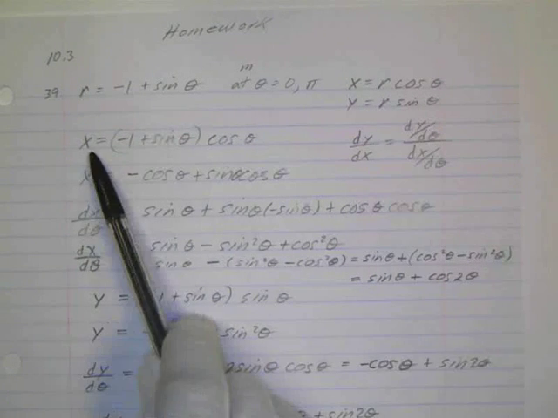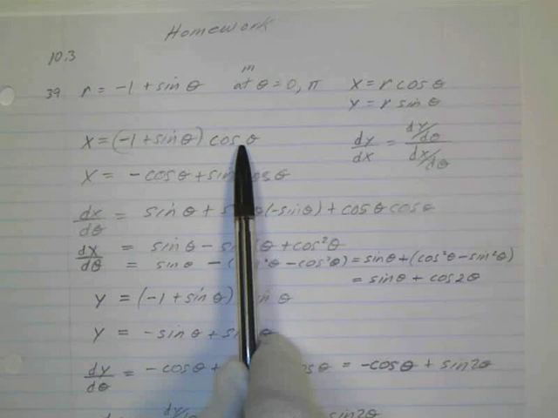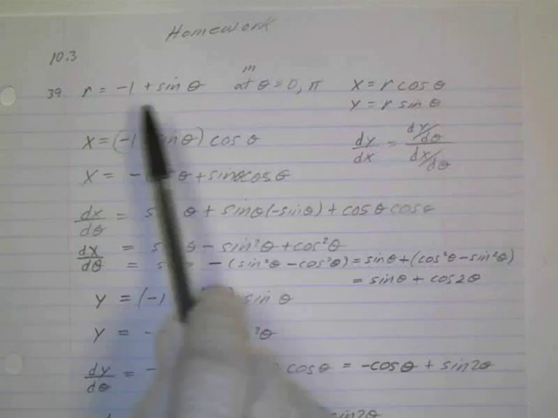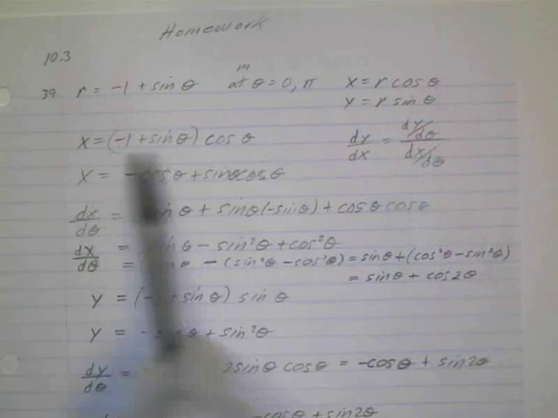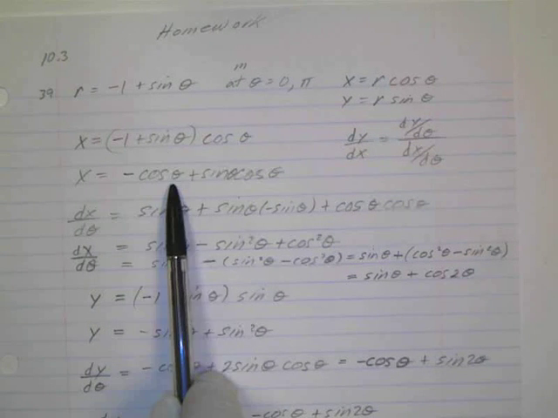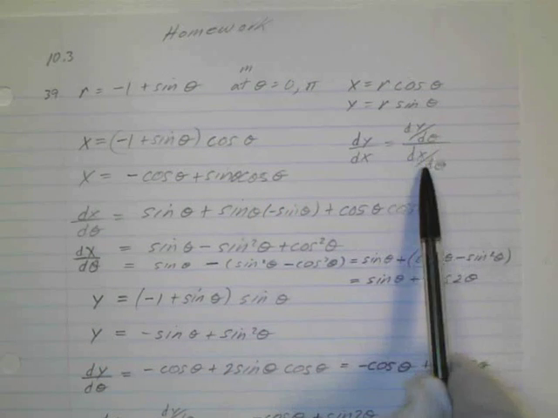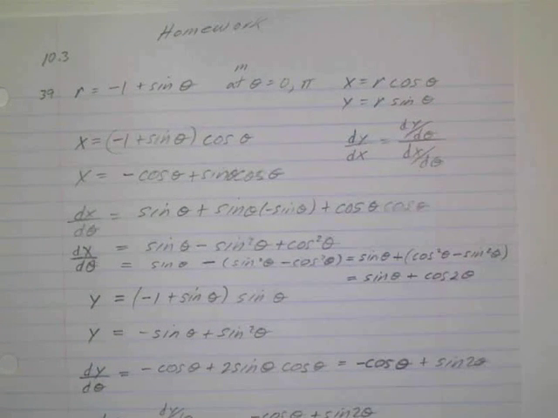So first of all, find x. So x equals r, and there's my r, times the cosine of theta. See, there's my formula. That's why we get a couple of trig functions there. So that's our x. And then we distribute this out. We've got negative the cosine of theta plus the sine of theta cosine of theta. And then I'm going to find the dx/d theta.